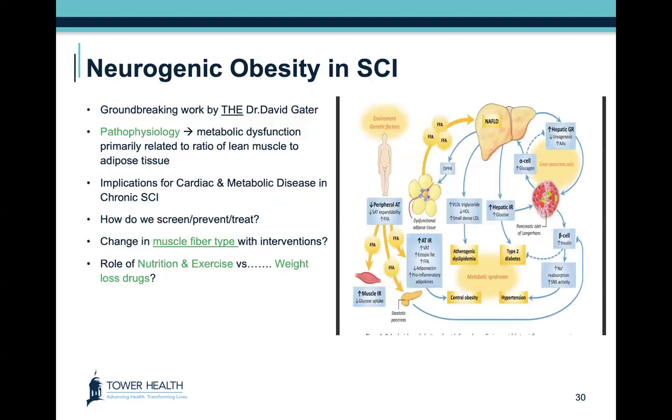Neurogenic obesity. So this is something you will not read in textbooks. This is one of the things that really excites me about spinal cord injury. So this was basically discovered by Dr. David Gater. He was a chair at the University of Miami. He unfortunately passed away.